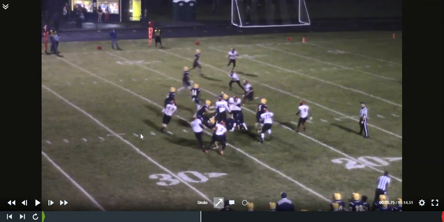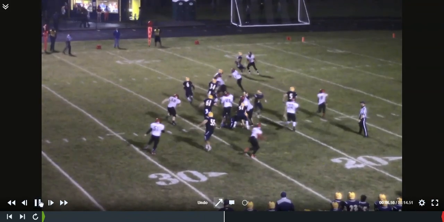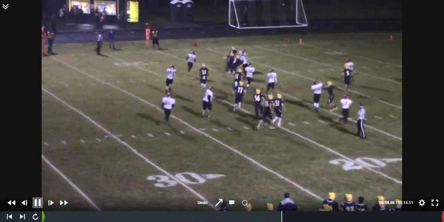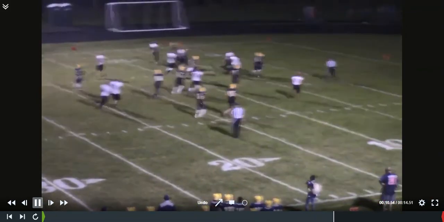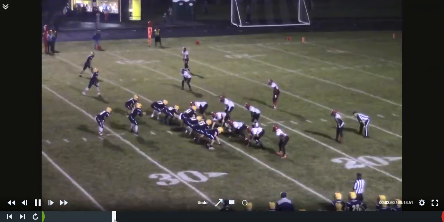Technically, there is no read man. Our fullback sees it as well. He cheap fakes, and then he's going to climb and try to pick up that safety. Our quarterback makes a great choice there, and some great cuts to get into the end zone. Watch it one more time.